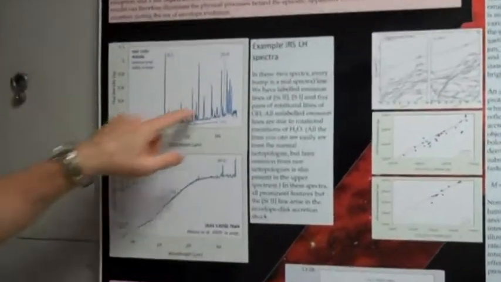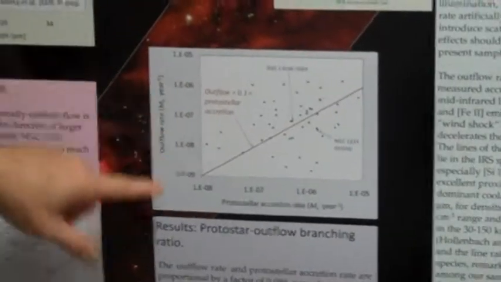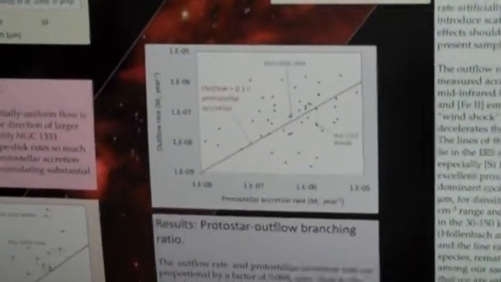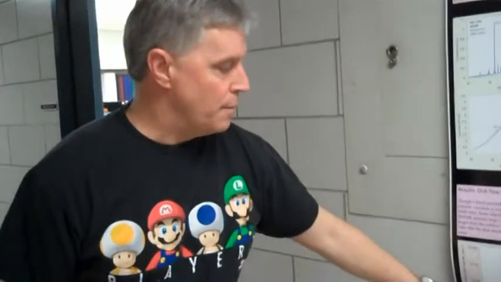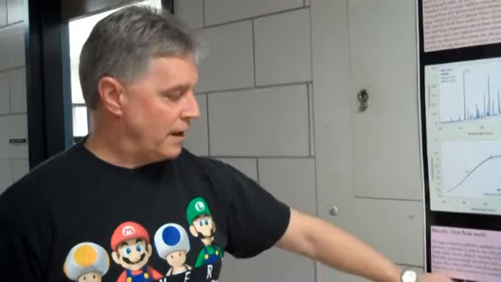The point is we can measure these flow rates from all these spectral lines and do things like plot the outflow rate as a function of the accretion rate onto the star, or the rate at which things are falling from the envelope onto the disk, versus the sum of what's flowing out of the disk. And here's the interesting punchline.